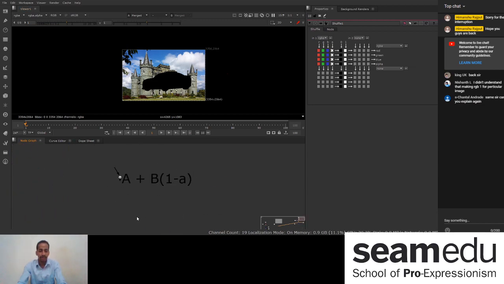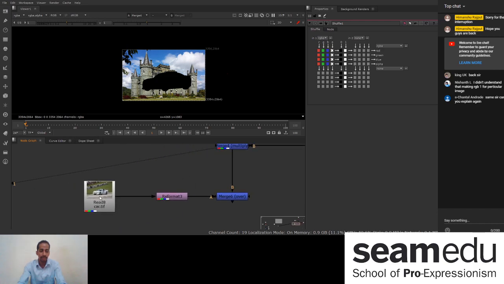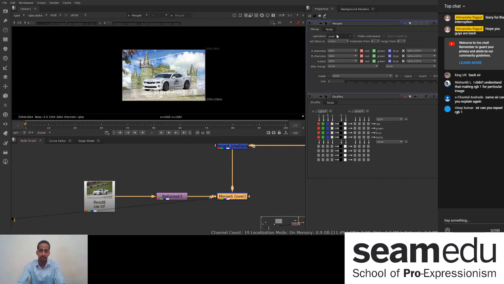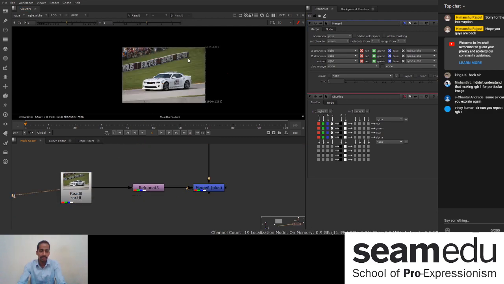And the last step says: with the result you are getting so far, please add it, using the plus operation, with the A image. The A image is the car image. So the result we got, we add it with the A image. By double clicking and using the plus operation, we add it. Now, again, the problem is we can see some background.